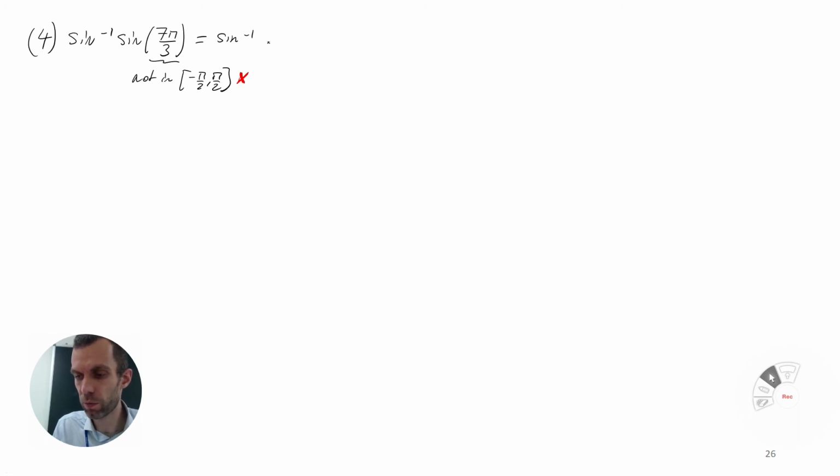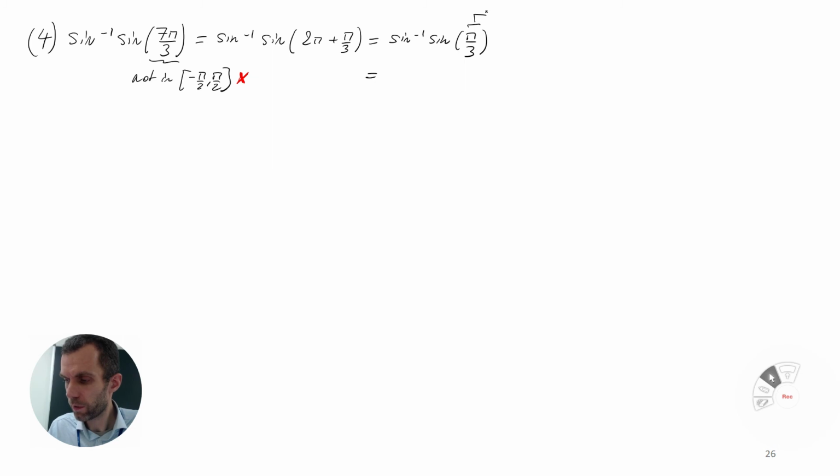But what we can do is we can write this as sine of 2 pi plus pi over 3, and then use the fact that sine is 2 pi periodic to write this as sine of pi over 3. And now this angle is in the interval minus pi over 2, pi over 2. So we can use the cancellation property to write this as pi over 3. So you see, sine inverse after sine doesn't always give you the same result. It was 7 pi over 3 here and it's pi over 3.